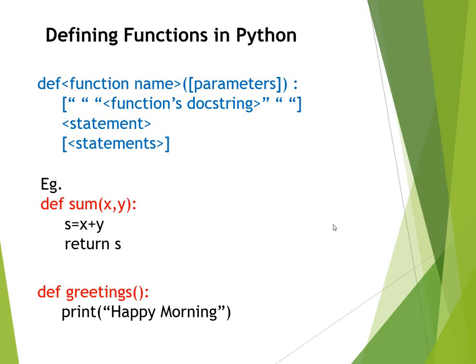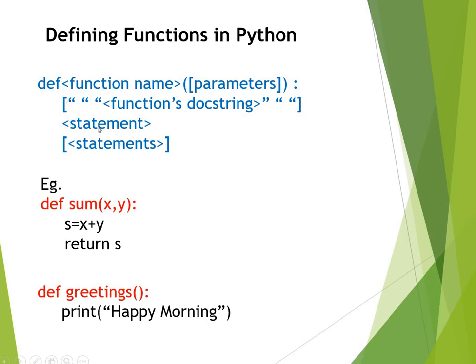So the syntax, as we have discussed earlier: def, function name, then the parameters within parentheses, colon, first line is the function's docstring, then the statements. Now the items inside these angle brackets have to be provided by the programmer. So the function name should be given by the programmer, and these statements should be given by the programmer. Whatever is within angle brackets inside the syntax should be provided by the programmer.